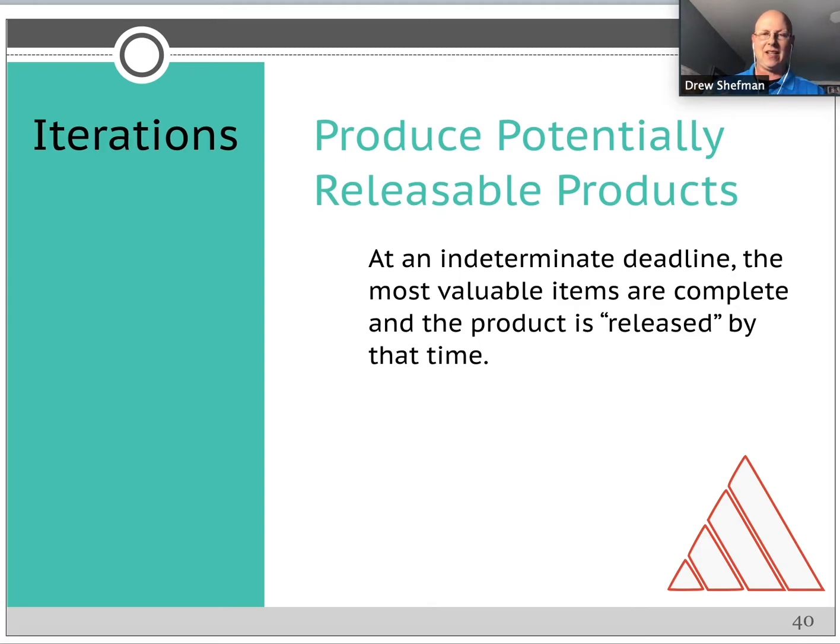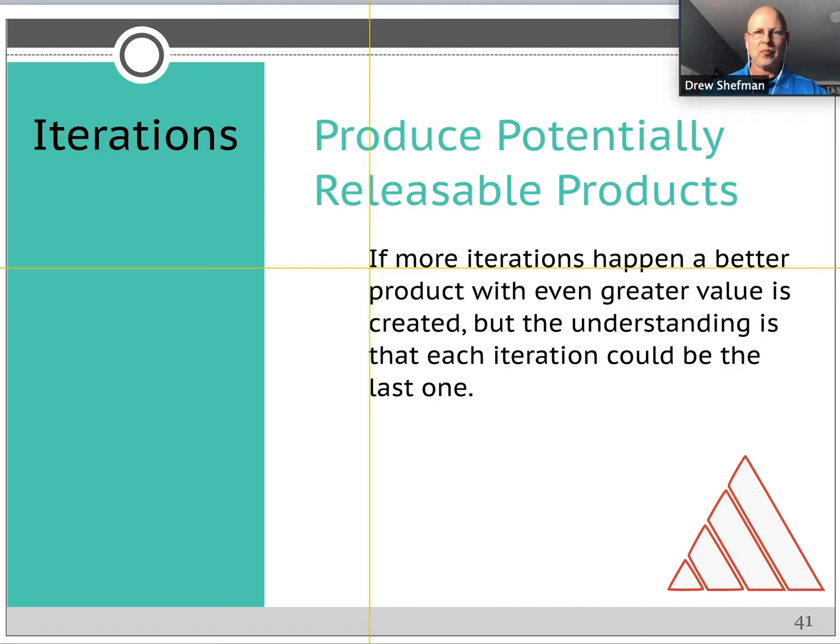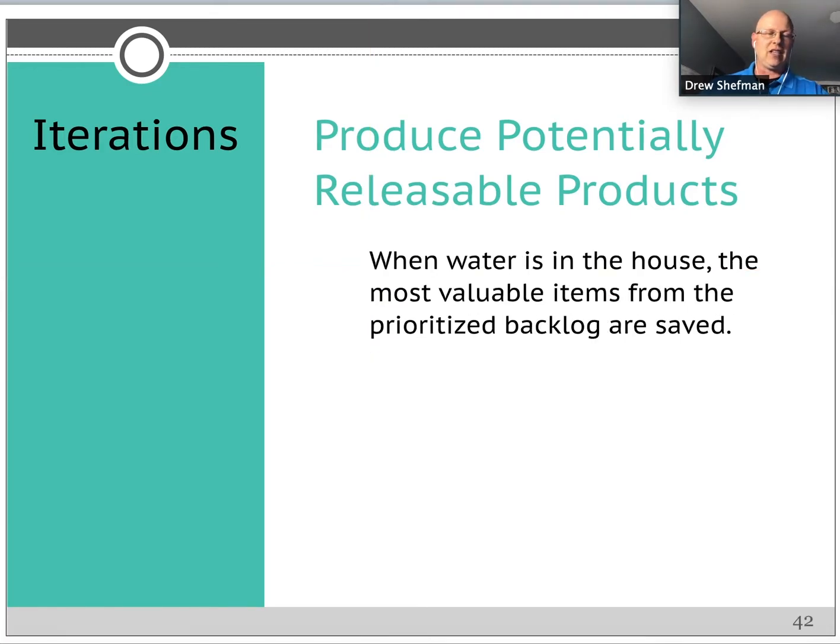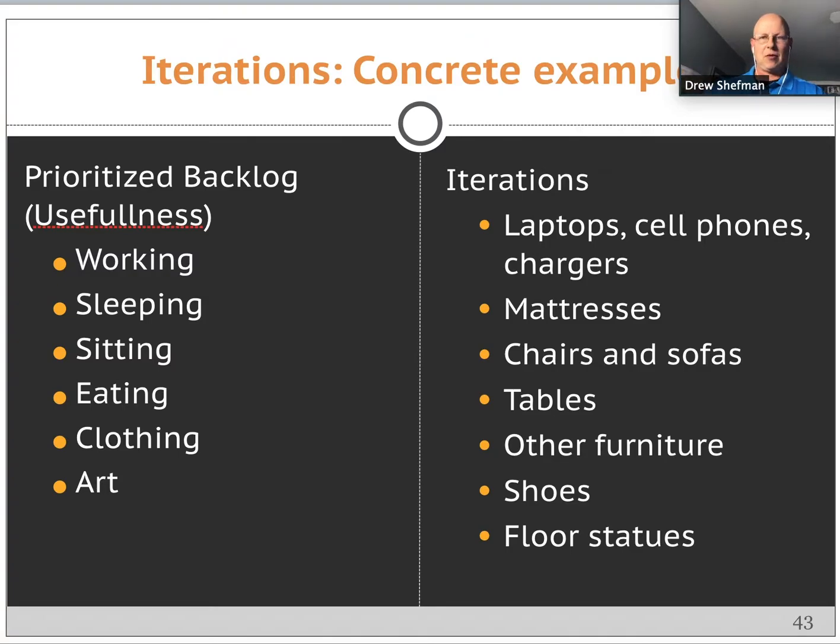So for us, the deadline is water inside the house. If more iterations happen, we have a better product with greater value. But the understanding is that at each iteration could be the last one. And in this case, when water is in the house, the most valuable items from the prioritized backlog are saved. So let me give a concrete example.